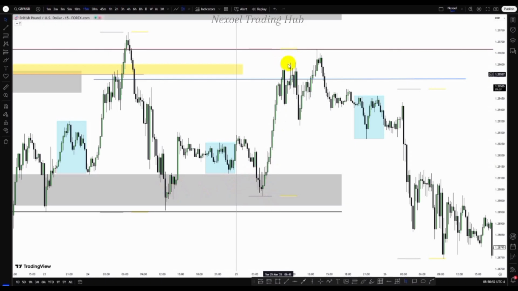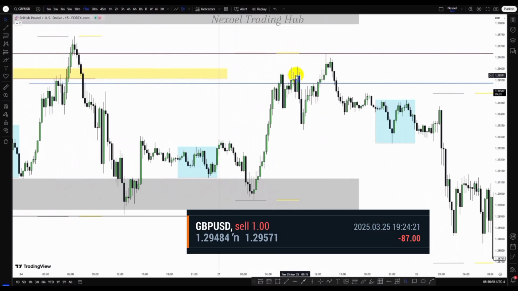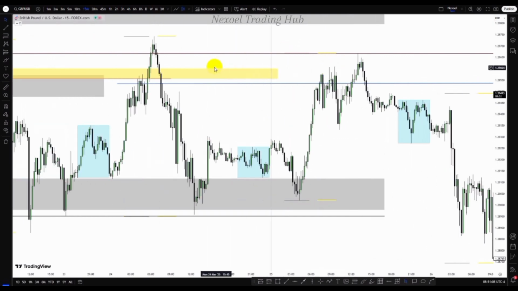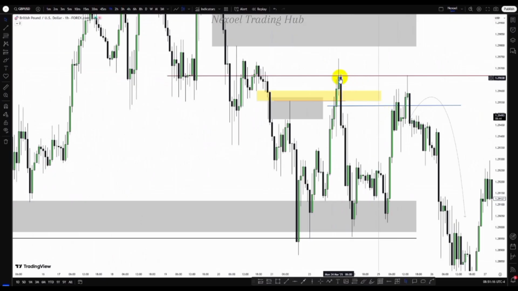Now we are in the New York session. So I actually took a loss here because when I saw this displacement to the downside, I regarded this as a market structure shift. My entry was here, the stop loss here, but price traded above and took that out, so that price mitigated the rejection block in the 1 hour time frame. Let's check that out. Let's go to the 1 hour time frame. So you can see this is a rejection block level in the 1 hour. That was where price mitigated.